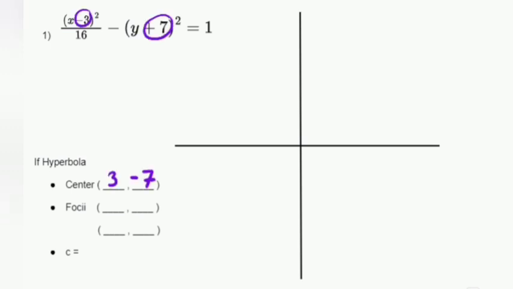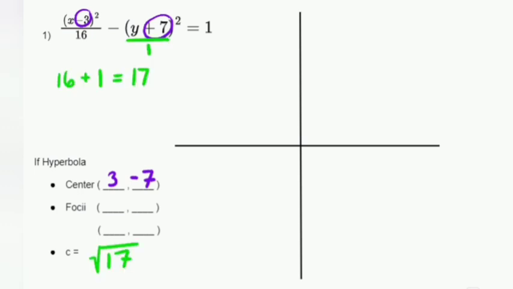To find the center, we need to know what is being subtracted from the x and what's being subtracted from the y. In this case, 3 is being subtracted from the x, so 3, and -7 is being subtracted from the y. Remember, when you take it out of the parentheses, you change the signs. That's why -3 became 3 and +7 became -7.